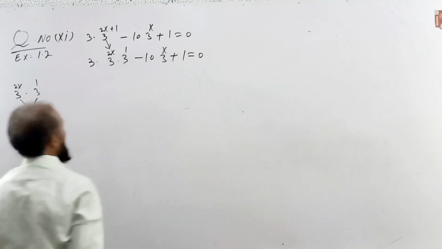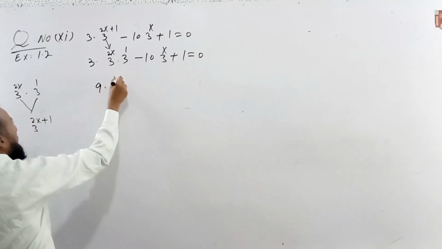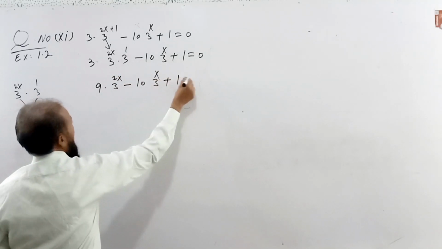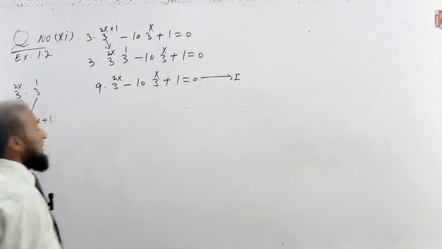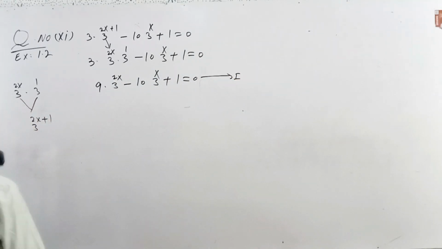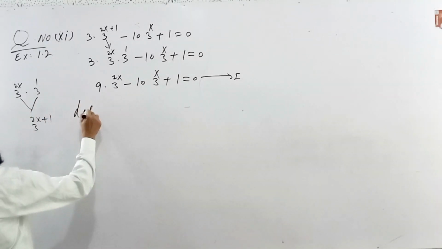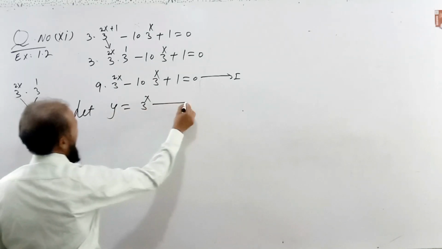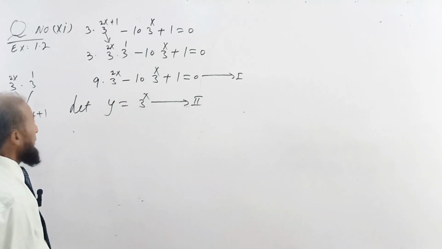Is equal to 0. Now 3 multiplied by 3 we get 9: 9 into 3 power 2x minus 10 into 3 power x plus 1 is equal to 0. We call this the first equation. Now for further simplification, we make a supposition. Let's suppose that y is equal to 3 power x. We call this equation number second. Reduce the above equation.